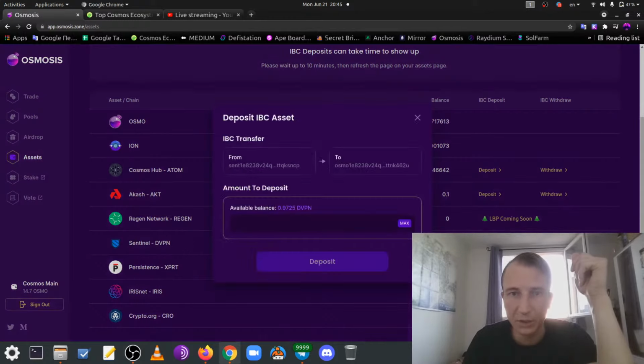Sentinel, we can also try to deposit, but it's so little. One Sentinel now, it's not a lot.